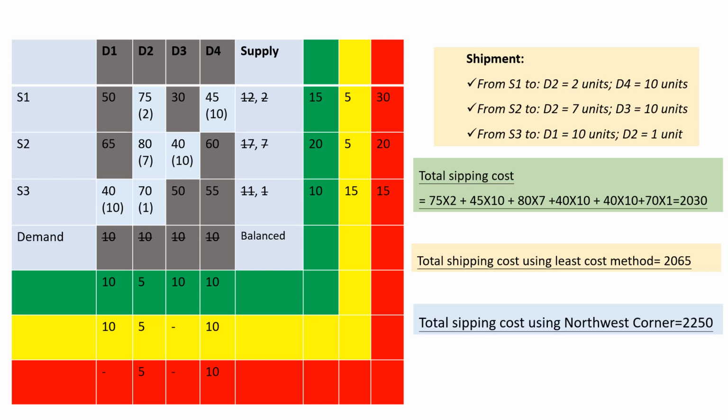So as you see, the total shipping cost obtained using the northwest corner method is the largest, whereas the total shipping cost obtained using Vogel's approximation is the lowest. So it is better to use Vogel's approximation method. And Vogel's approximation method is somewhat near to the optimal solution, we can say.